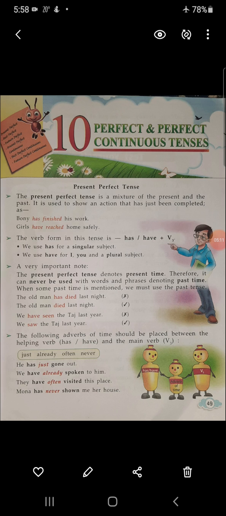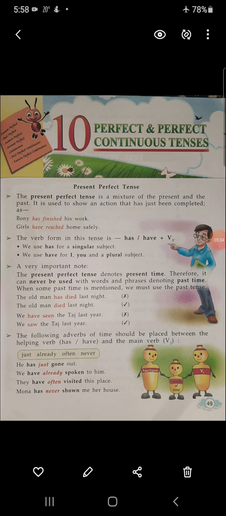Similarly, 'We have seen the Taj last year.' Here also seen, S-E-E-N, is a past word, right? See, saw, seen. If a past time is mentioned, then you cannot use have. You have to write, we saw the Taj last year.